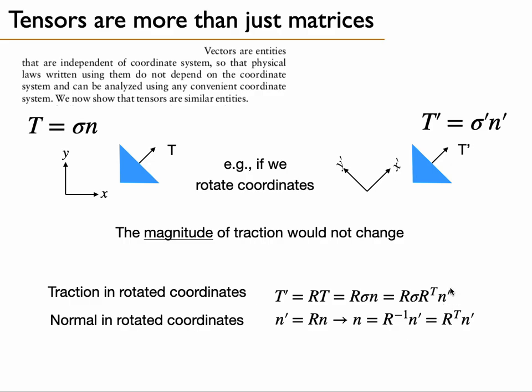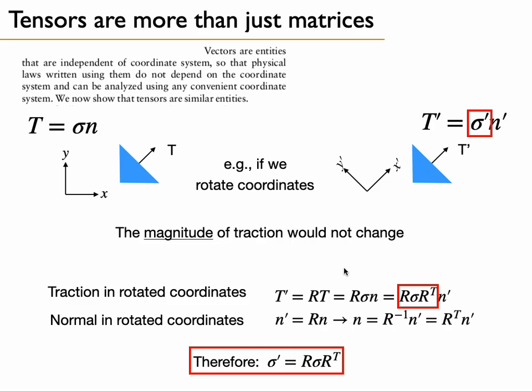So one obtains this object here, and one can identify that r times sigma times r transpose has to be equal to sigma prime. This is equal to that. So that's the formula for the rotation of, or the expression of, a stress tensor in a rotated coordinate system.